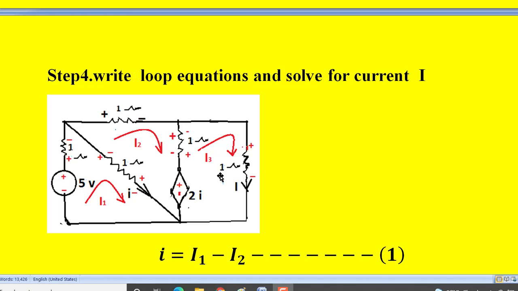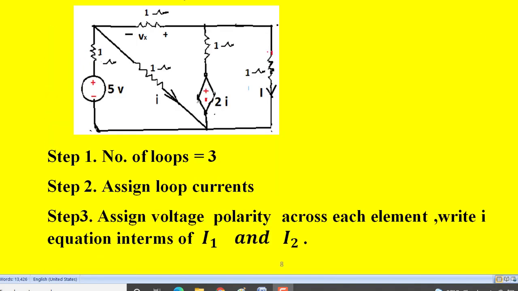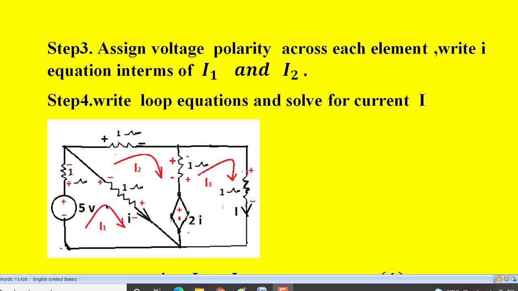After this, we have to give the polarity to the voltage across each element. However, if the polarities are already fixed by the problem itself, we keep them. Otherwise, we start giving the polarity to the voltage across each element as per the current directions. So let me take the first loop.